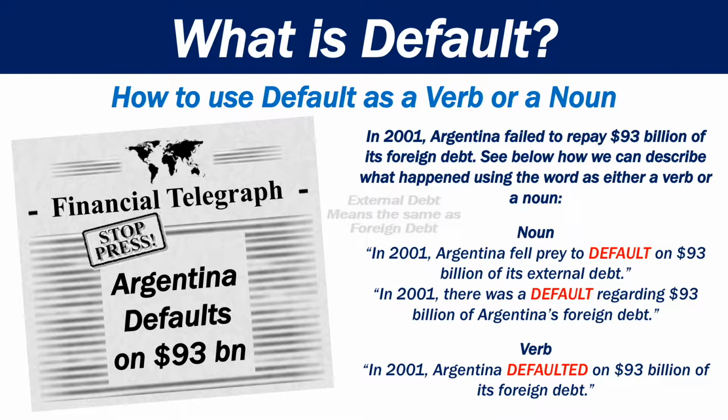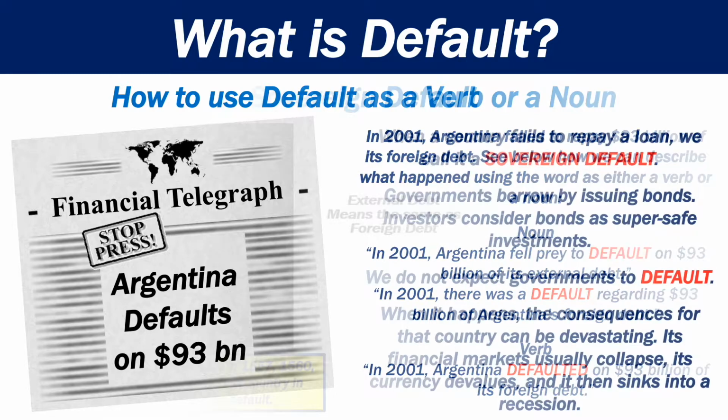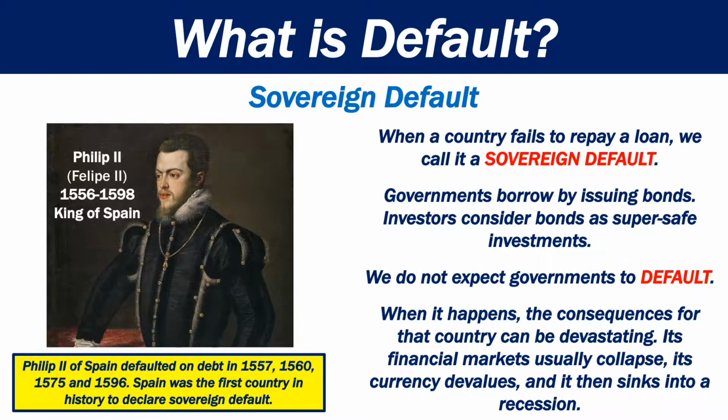Now let's use the word as a verb. In 2001, Argentina defaulted on $93 billion of its foreign debt. When a country fails to repay a loan, we call it a sovereign default.